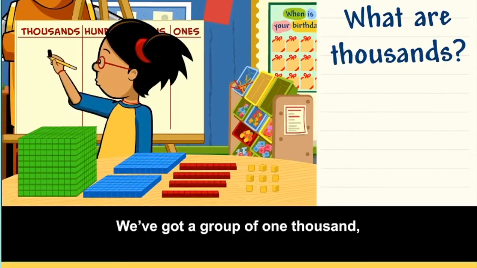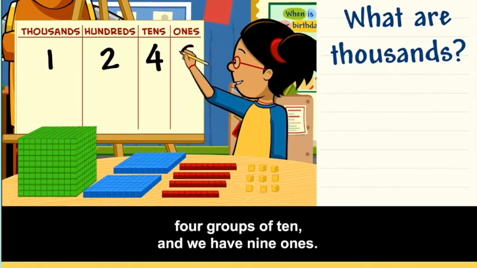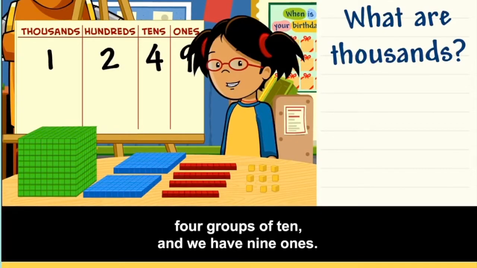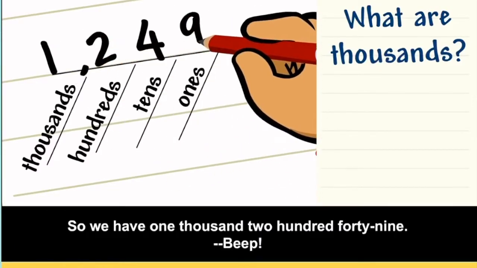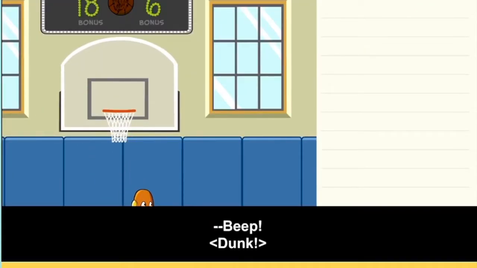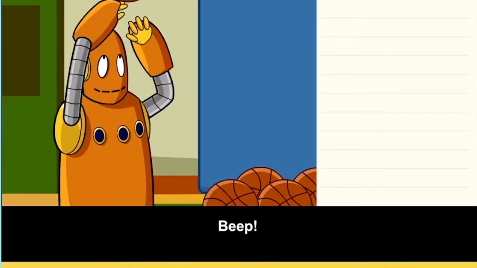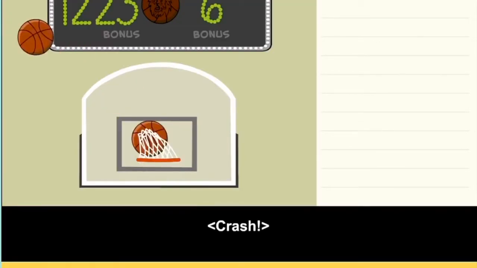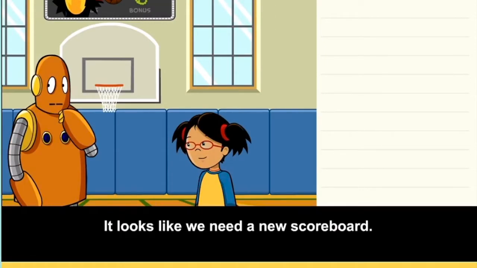We've got a group of 1,000, 2 groups of 100, 4 groups of 10, and we have 9 ones. So we have 1,249. Right, Moby. You put a comma between the thousands and hundreds place. I don't know if we'll ever score 1,249 points, Moby. It looks like we need a new scoreboard.